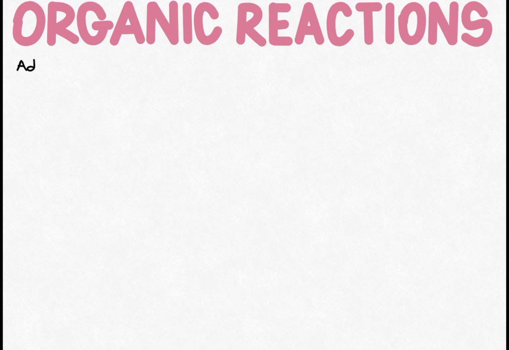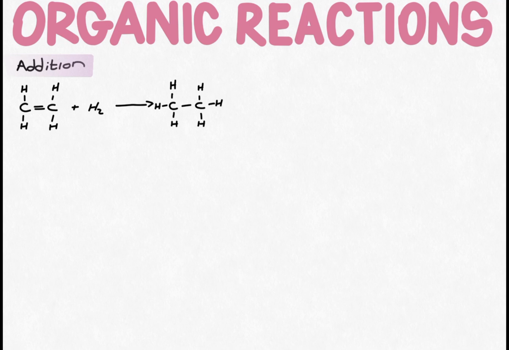The first reaction we're looking at is an addition reaction. An addition means adding something to the molecule. So we're going to use ethene as an example. Ethene has a double bond, meaning that we can add hydrogen gas to the molecule to produce an alkane called ethane. So here the double bond is broken and 2 hydrogen atoms are added.